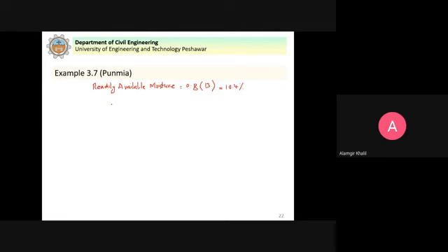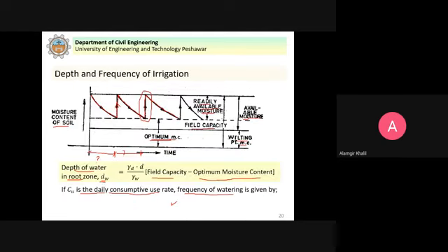Now next we have the optimum moisture content. How can we calculate this optimum moisture content? It is the moisture content to which the soil moisture will be allowed to deplete and still have no negative effect on the crop yield. So it will be simply the field capacity minus the readily available moisture. The difference of these two will give us the optimum moisture content.